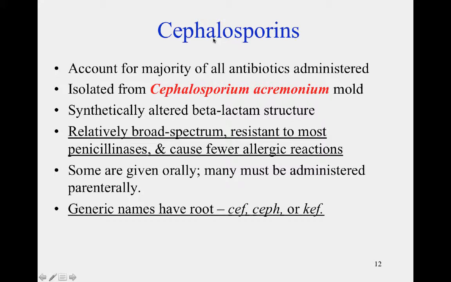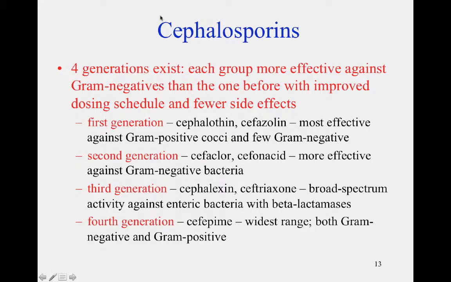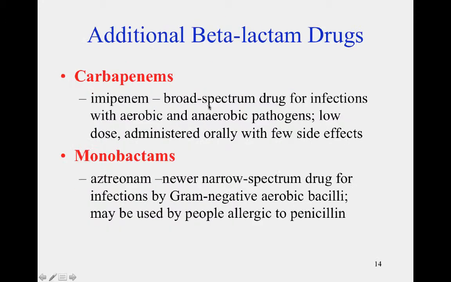Now, the cephalosporins will work via the same mechanism of action. They are isolated from another fungus, Cephalosporium, and they're relatively broad spectrum. They're resistant to most penicillinases and actually associated with fewer allergic reactions. Now, it's good to note that there are actually 4 generations of these drugs. So as you go from the first up to the 4th, each group is more effective against gram-negatives than the one before. And so this would be with an improved dosing schedule and also fewer noted side effects.